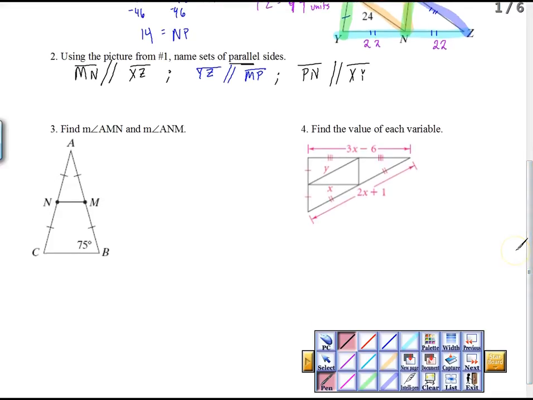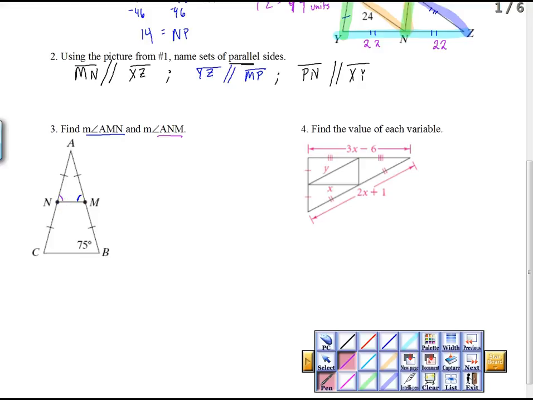Oh, I was wrong. 4 examples. So 3, find the measure of angle AMN and the measure of angle ANM. So I'm going to mark those first of all so I know what I'm looking at. AMN is going to be this one here, and then ANM is going to be this angle here.